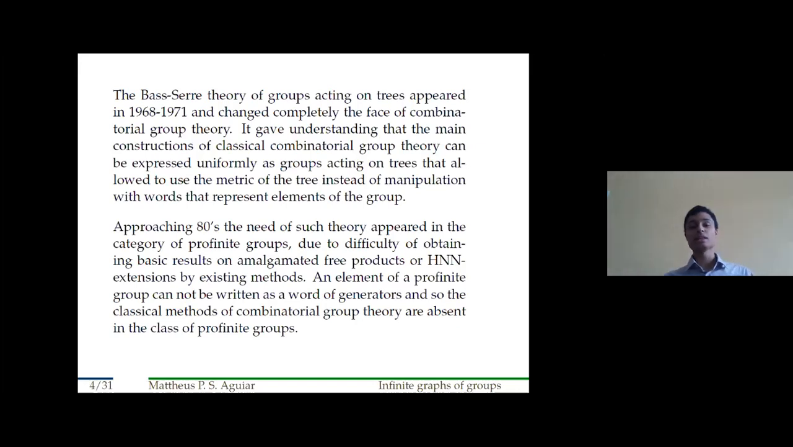So in the 80s, the need for such a theory appeared in the category of profinite groups. And it's more important, I can say, because an element of a profinite group cannot be written as a word of generators. So the profinite version of the Serre theory is very useful, and many results of modern profinite group theory are based on it.